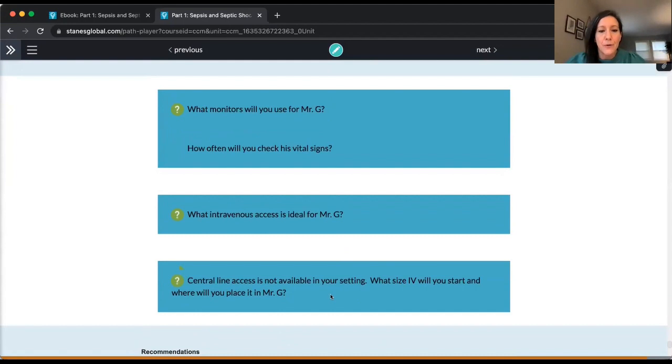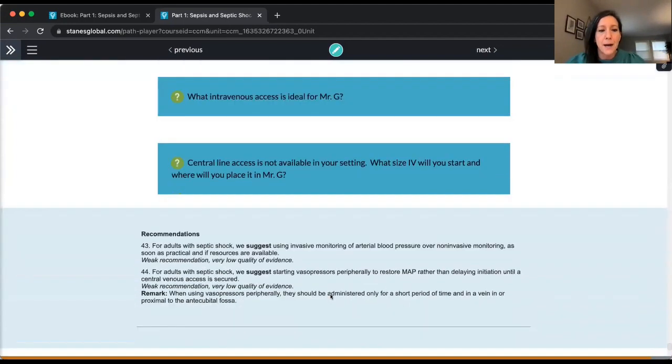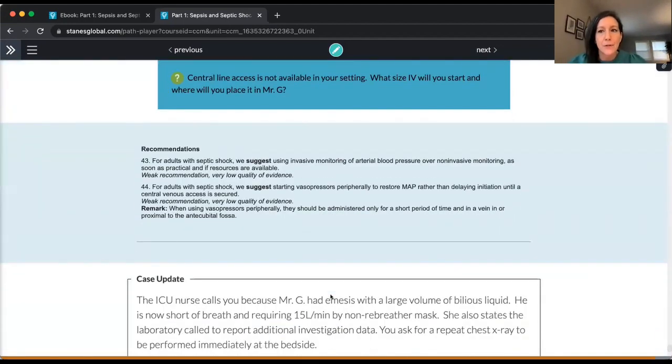I thought this was a really good point in the guidelines. So we're going to go ahead and give the answer since we're out of time. We suggest using invasive arterial blood pressure over non-invasive. So that makes Dr. Main very happy. We suggest starting vasopressors peripherally to restore MAP rather than delaying initiation if central venous access is not available.